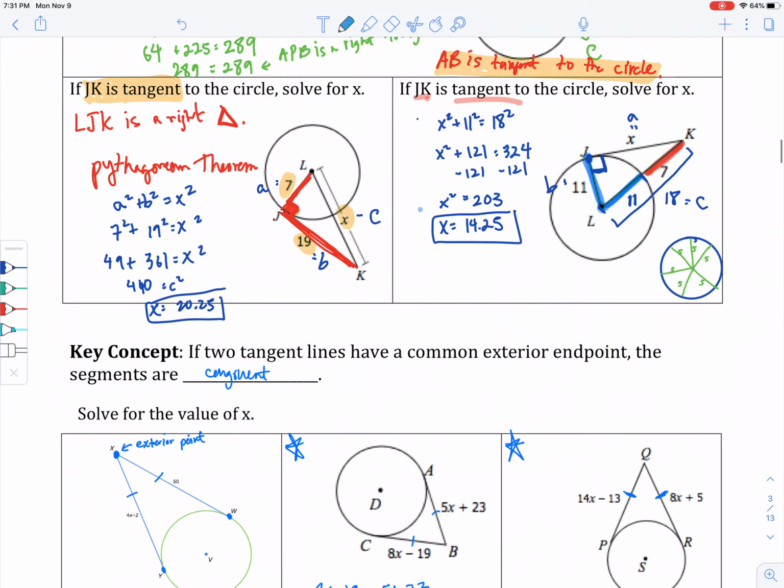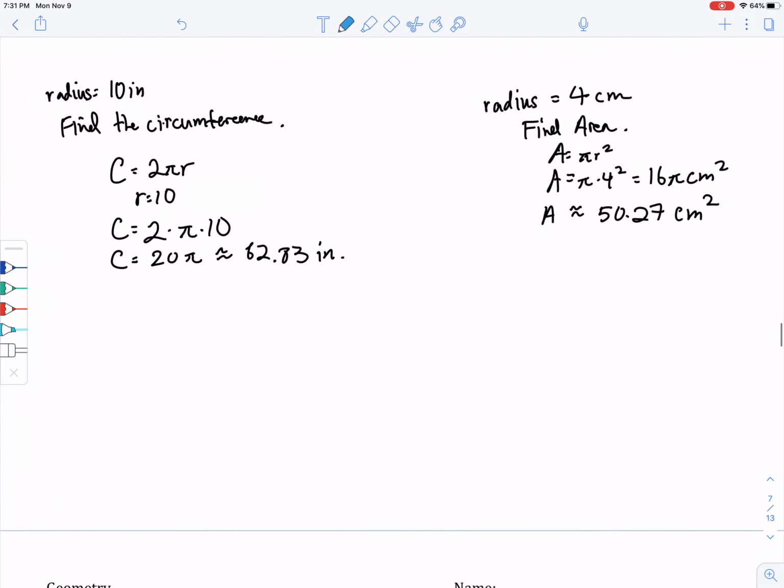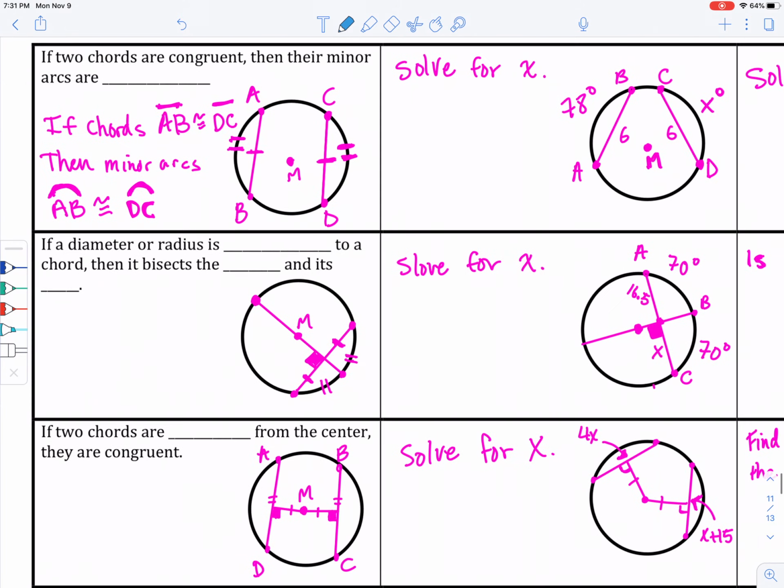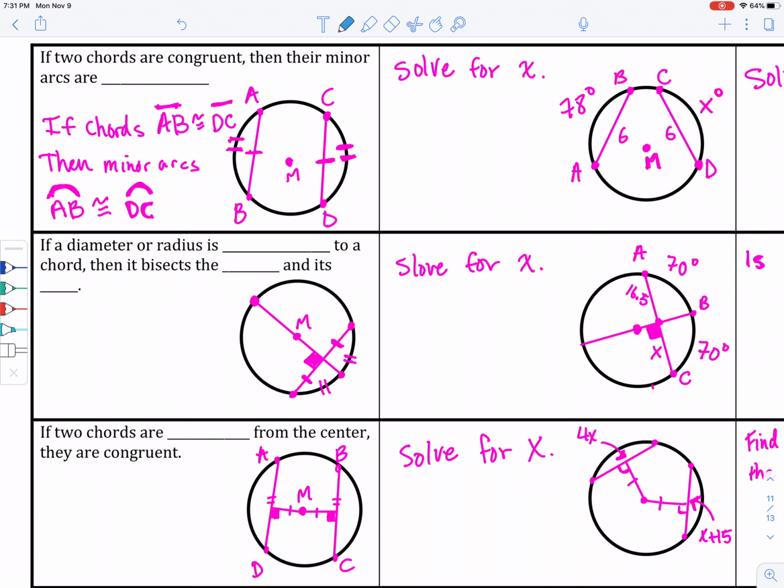So we're going to look at 4 properties, or 4 different types of problems that we can use chords in. First one: if 2 chords are congruent, then their minor arcs are also congruent. So their lengths are going to be congruent, their degree measures are going to be congruent. As long as these 2 chords are congruent, the arcs that they form will be congruent to each other.